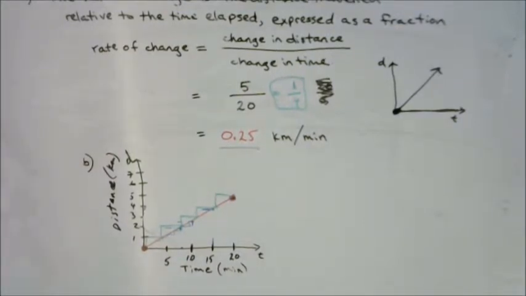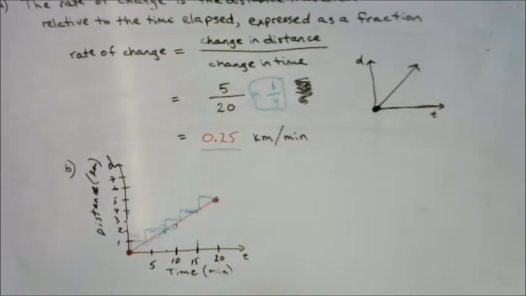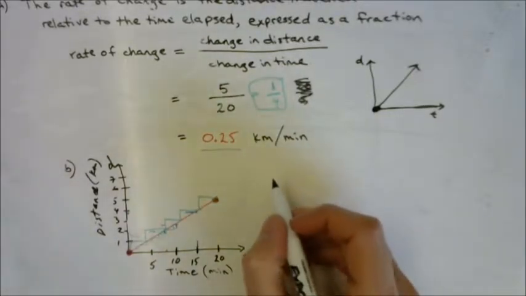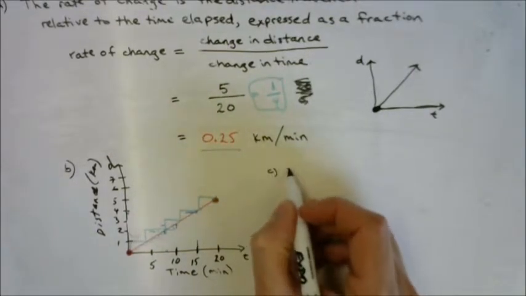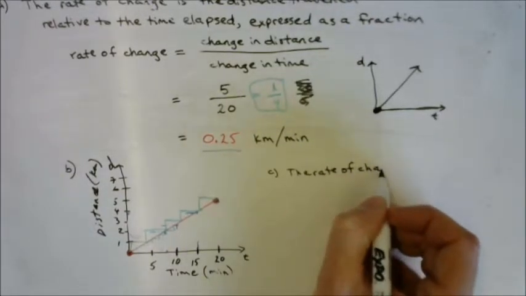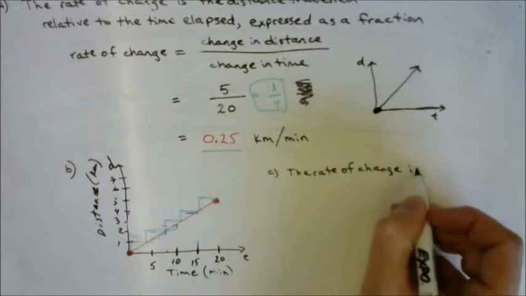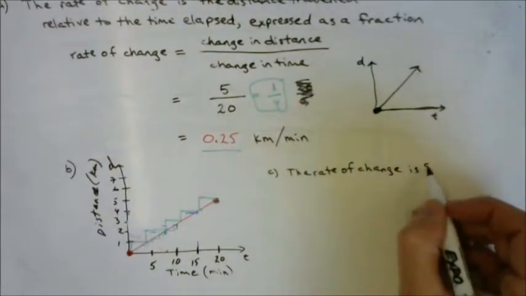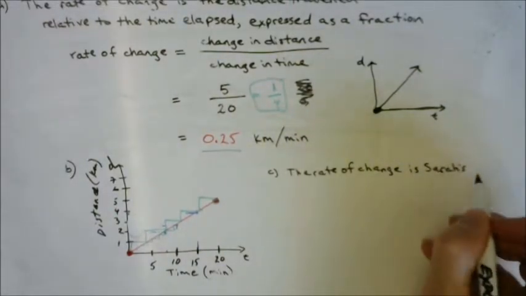It says explain the meaning of the rate of change and how it relates to the graph. It explains the slope of the graph. So the slope is the same as the rate of change. And the word that we use for rate of change when we're talking about distance and time is speed. Okay? So, C. The rate of change is Sarah's average running speed.